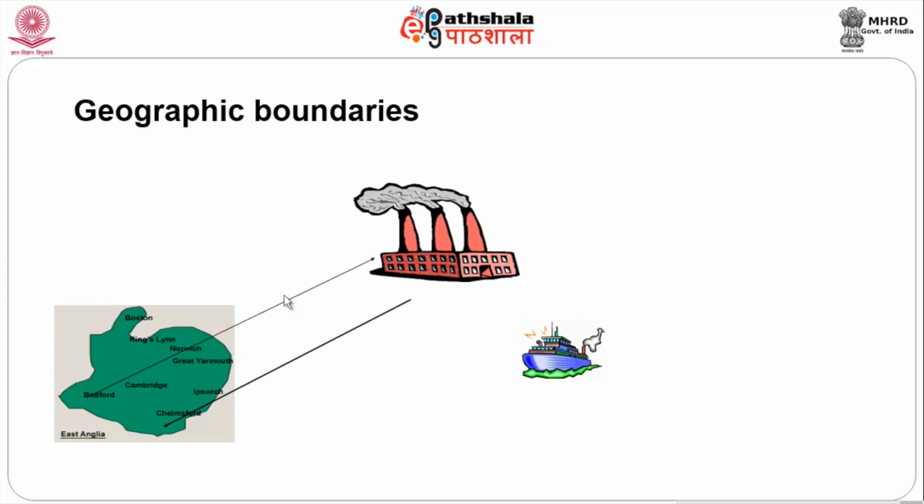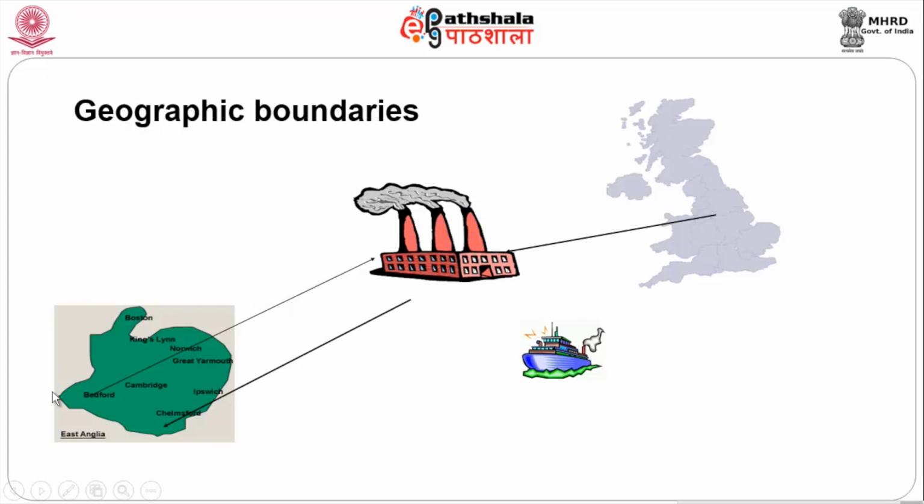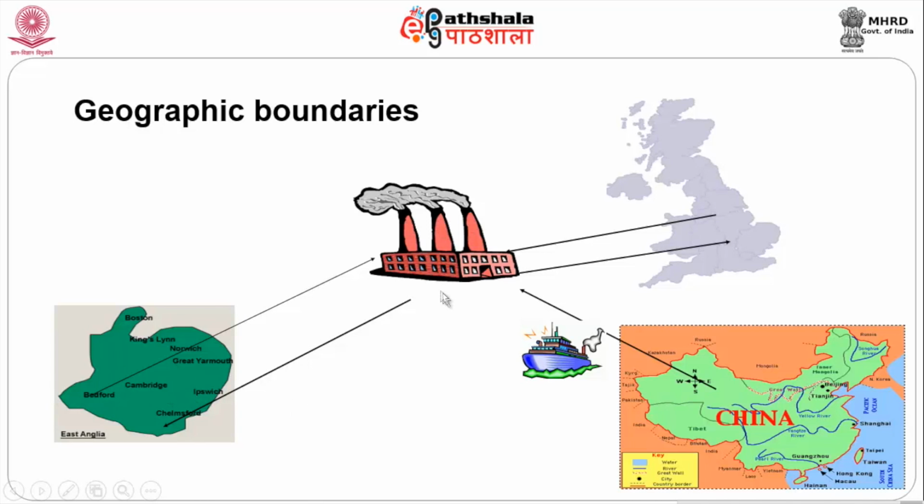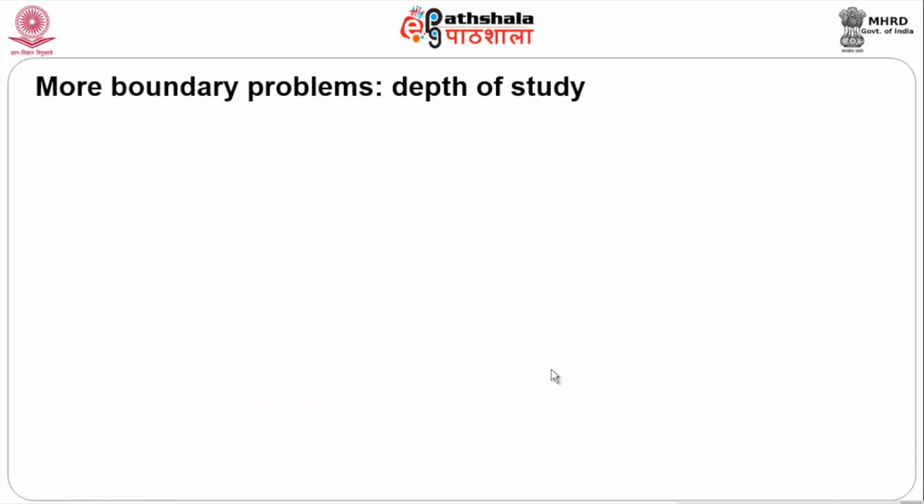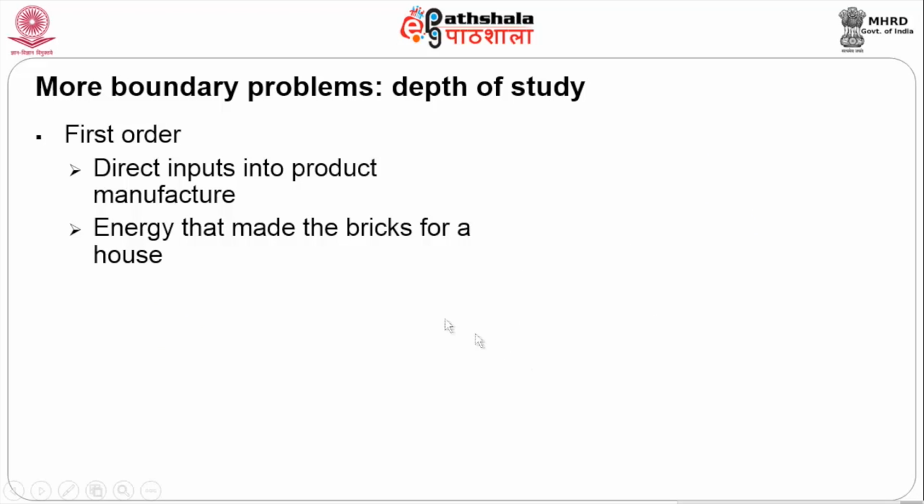These are some of the graphical representations. From the site, it goes to the manufacturing companies, and from the manufacturing companies it goes to different places by means of transportation, either by road, by water or by air. The depth of the study includes direct inputs needed in the manufacturing process. For example, we can look at bricks which are used for a house. How much energy is needed in the manufacturing of the bricks?